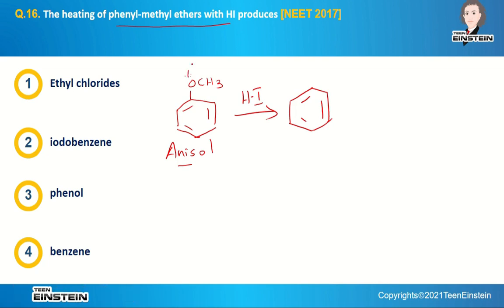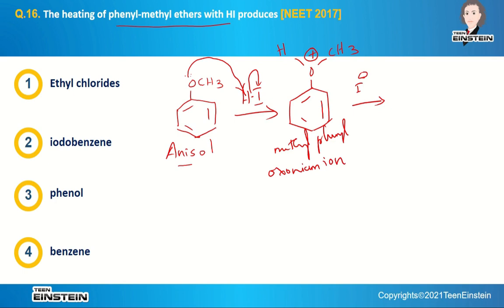Here the protonation of ether takes place, and here the lone pair of electrons. Here O, CH3, here H. So this is methyl phenyl oxonium ion, which further undergoes reaction with iodide to form phenol and alkyl halide, which is nothing but methyl iodide.